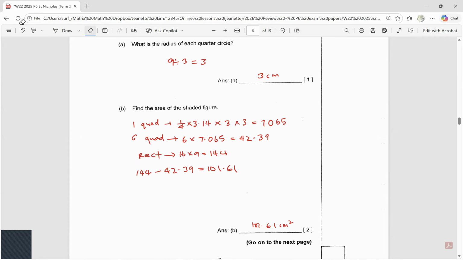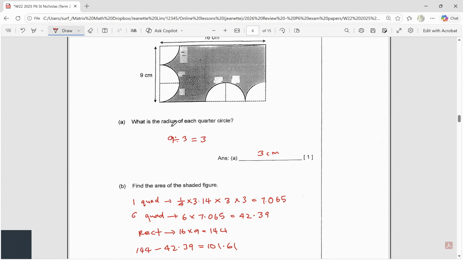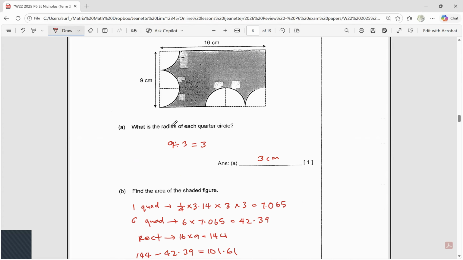Okay, 101.61. Just be careful, for any questions that involve circles, there are 2 things to take note of. Common errors: one is using the wrong formula, and the other is forgetting to multiply by a fraction. Like for a quadrant, you need to multiply by a quarter.